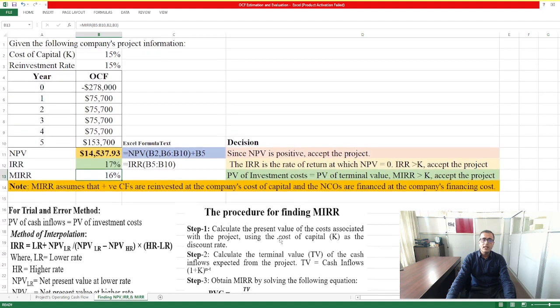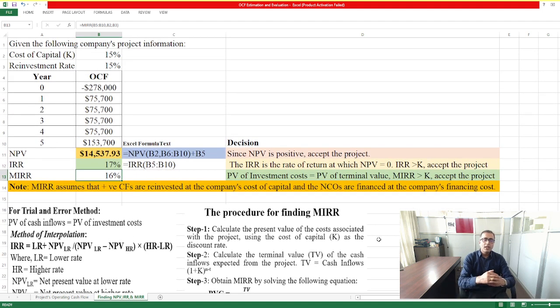Okay, these are the contents that I discussed today. By using Excel, we could easily calculate NPV, IRR, MIRR, and evaluate our capital project, and we take our informed decisions that would enhance the value of the company. These are the contents that I would like to share today.